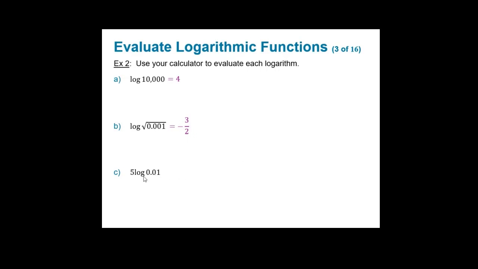Now notice for C, this is 5 times log of 0.01. So the log of 0.01, this is representing one single number. So this is 5 times whatever this number is. So that means that we have to do the log first and then multiply by 5. So your calculator should know those order of operations, but let's double check. So we're going to say 5 times the log of 0.01. The answer is negative 10.